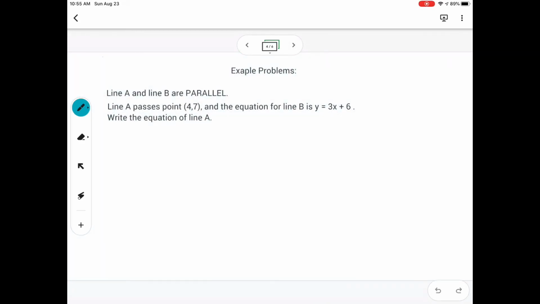So example problem number 1: line A and line B are parallel. So immediately you think, okay, their slopes will be the same. Line A passes through the point (4, 7), so that's the x and y coordinate that A passes through. And the equation for line B, which is parallel to A, is y = 3x + 6. So it's going to be something like this. This is line B, that's the 6. And this is line A, they're parallel. So what is the equation of line A?